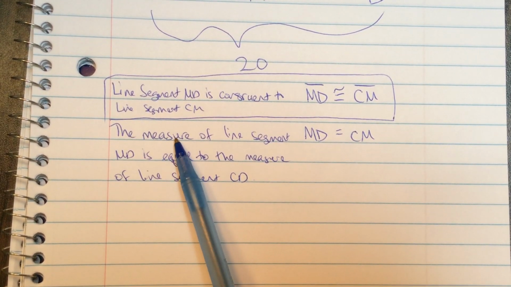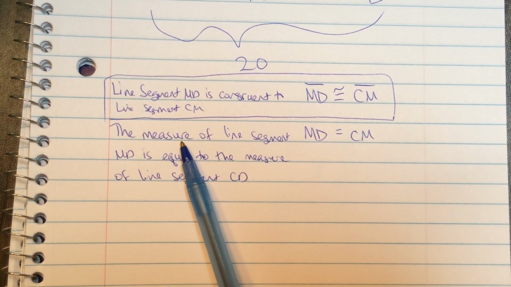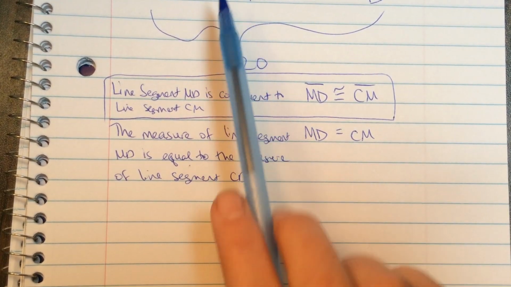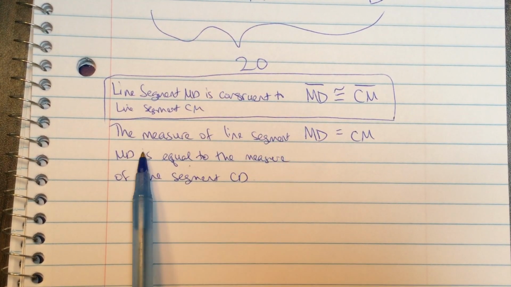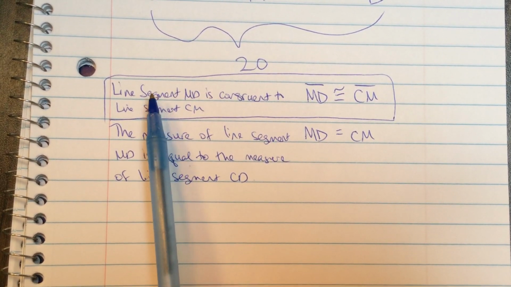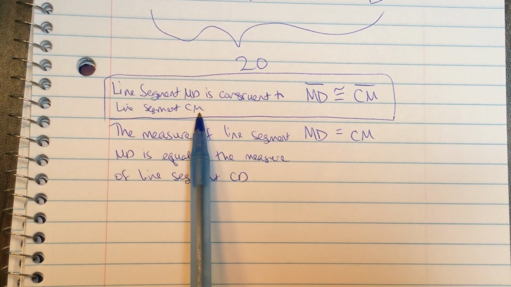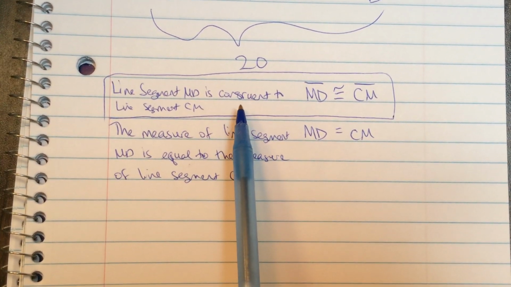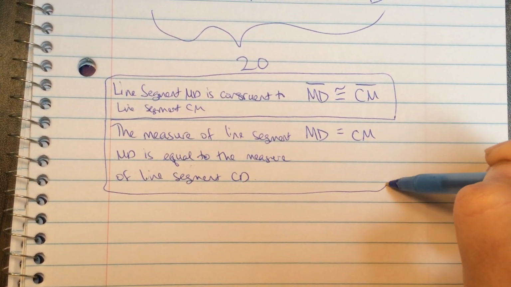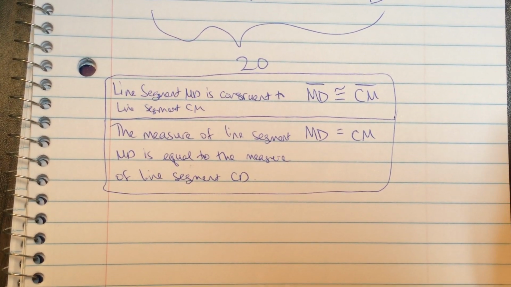And that's why we're talking about the measure. So the measure, like how long the line segment is: 10 inches, 10 centimeters, 10 miles? We don't know. We didn't mark it like that. But the measure of the line segment is equal to the measure of the other line segment. They're equal. But up here, we're talking about congruency. So line segment MD is congruent to line segment CM, which congruent means equal as well. But just know that there's different ways to write it. And because you wrote it differently, you say it differently.